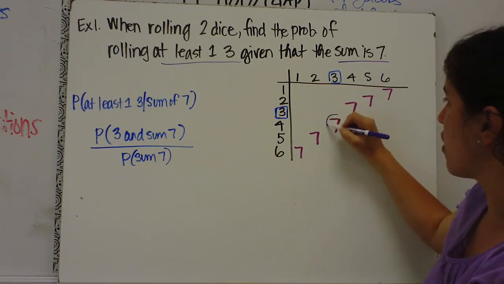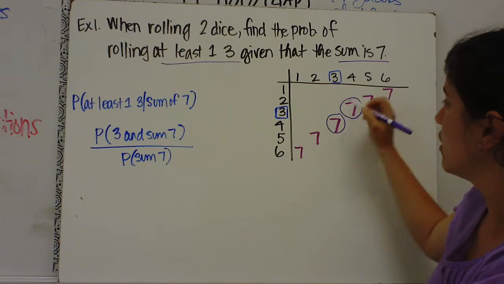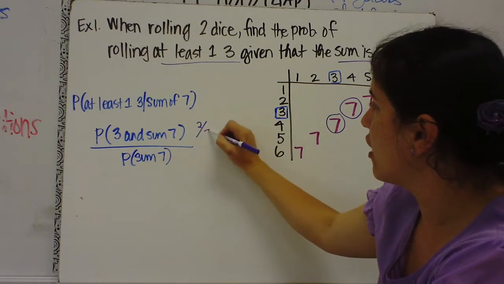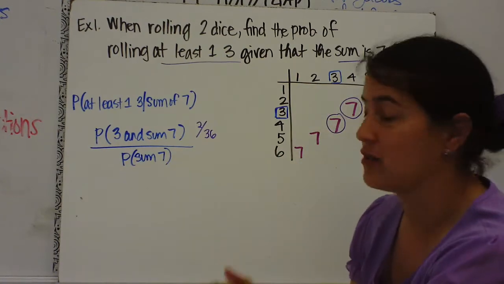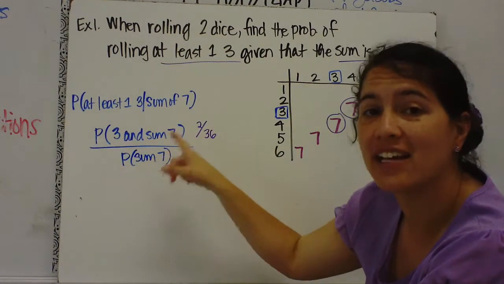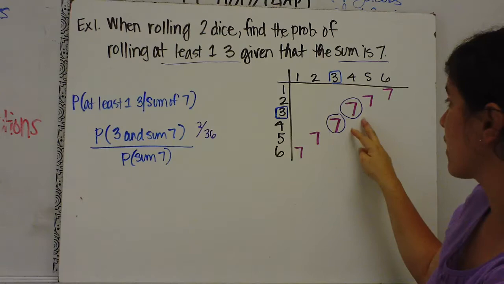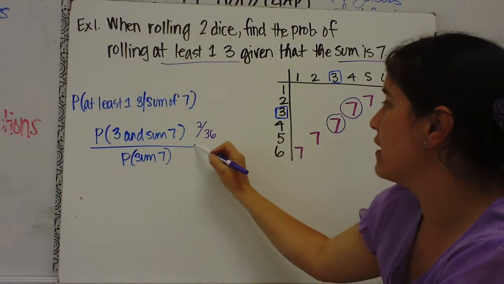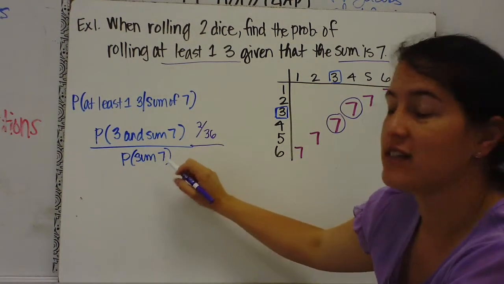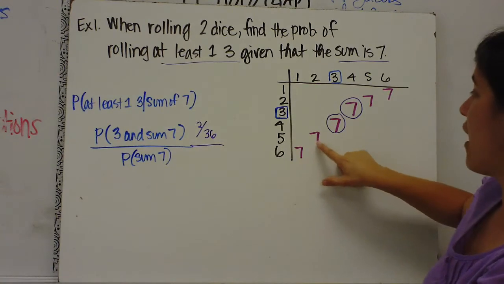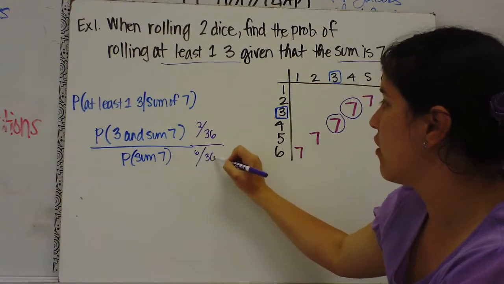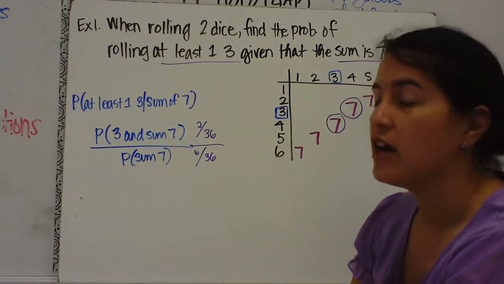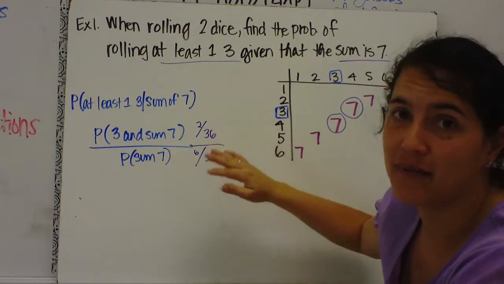So you can see there are 2 out of 36, because remember there's 36 different outcomes. That's the intersection, a 3 and a sum of 7. There's 2 of them. Divided by the probability of a sum of 7. So you can see we have 6 sums of 7 out of 36 outcomes. So we have a fraction divided by another fraction.